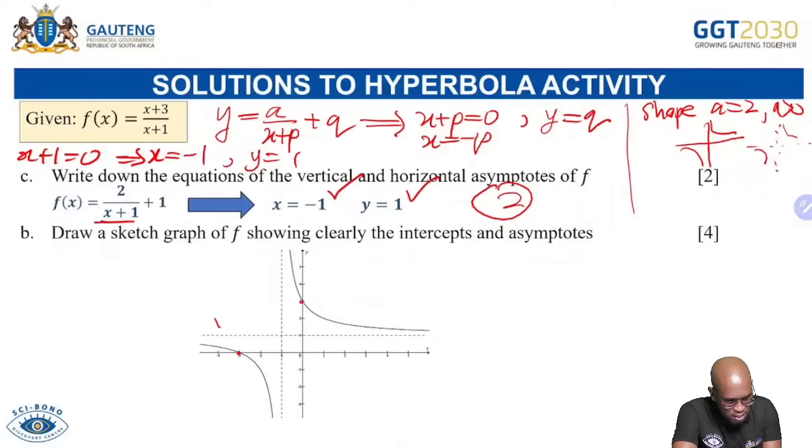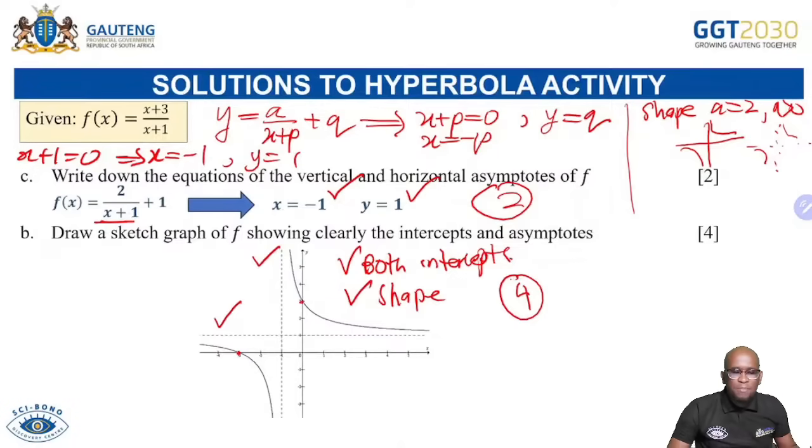So we're going to mark the two asymptotes. Okay, and then we're going to give a mark to both intercepts. Okay, both the x and y intercepts sketched correctly, and then we're going to give a mark for the shape. So that would be 4 marks. Remember, I said to you tomorrow, you use a pen to draw the graph, okay? Not a pencil, all right?